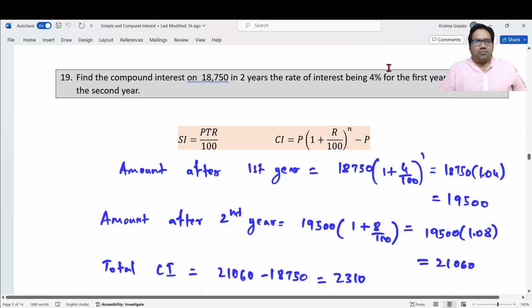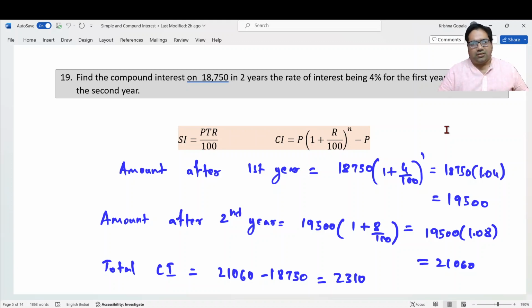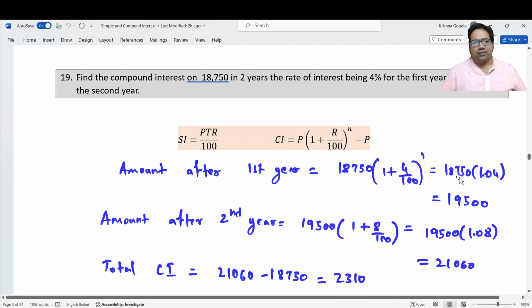You should not get confused because there are two different interest rates. You just need to calculate them separately. Calculate both the interest rates separately. First year, what is the amount by the end of the first year? Then that becomes the starting amount for the second year, and then we use the second interest rate separately.